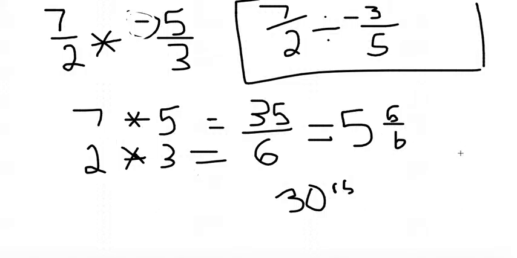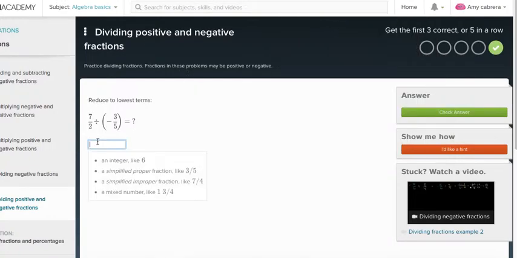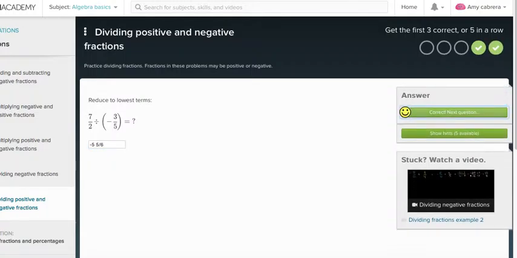Now, after we do that, we have to determine whether it's negative or positive. Since when you multiply, negative times negative equals a positive, that is true, so this is going to be equal to 5 and 5/6. So let's try that here. 5 and 5/6. And it is correct.